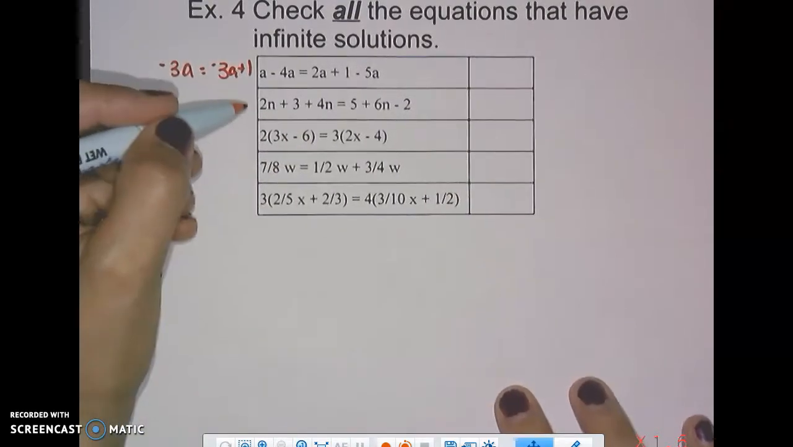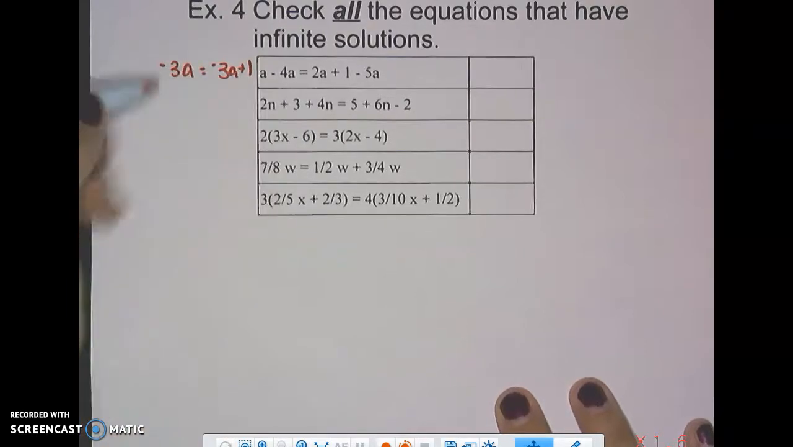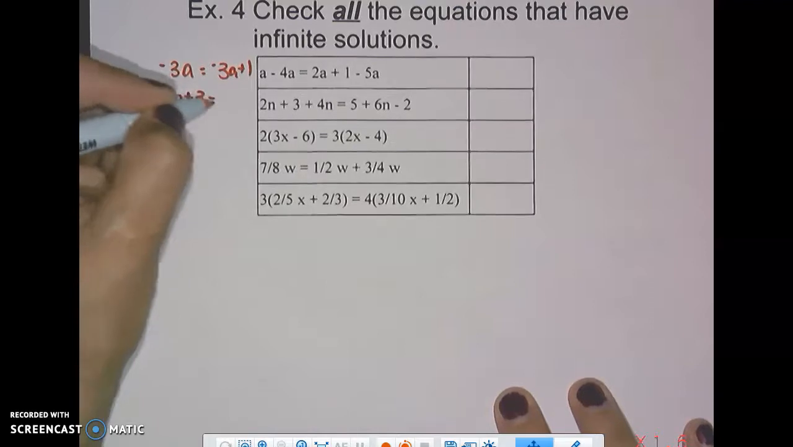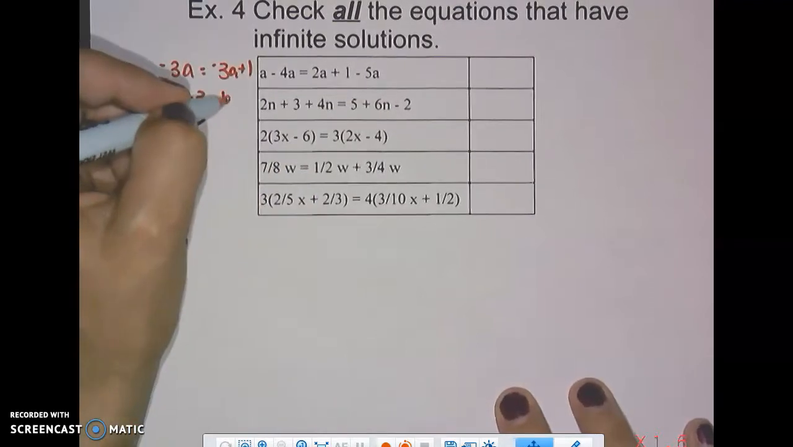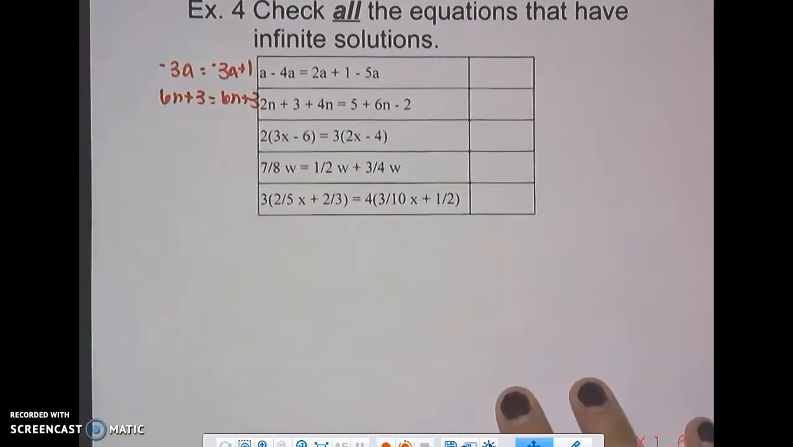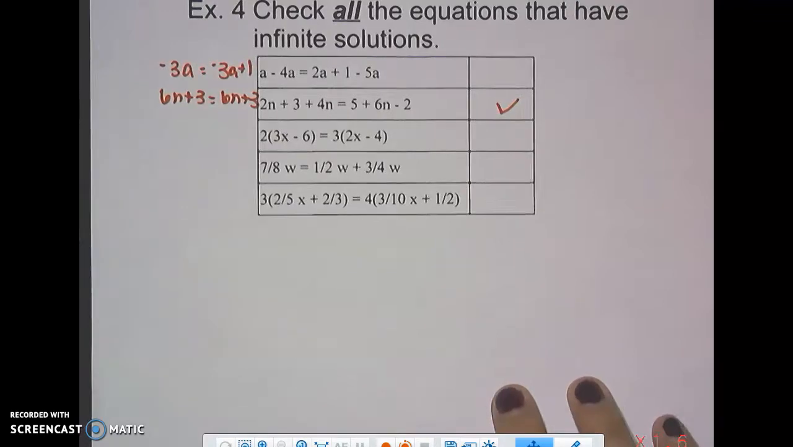All right, next one, 2n plus 3 plus 4n equals 5 plus 6n minus 2. There, we're going to simplify. So we have 6n plus 3 equals, there's no like terms to combine with the 6n. 5 minus 2 is a positive 3. Are those two sides the exact same? Yes, they are. So we're going to check in the box there.